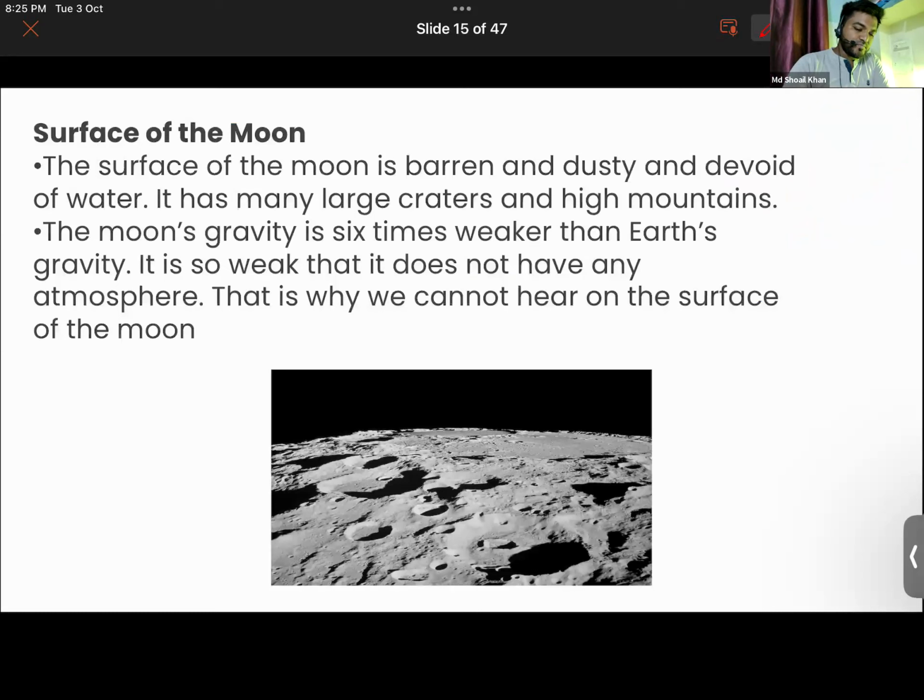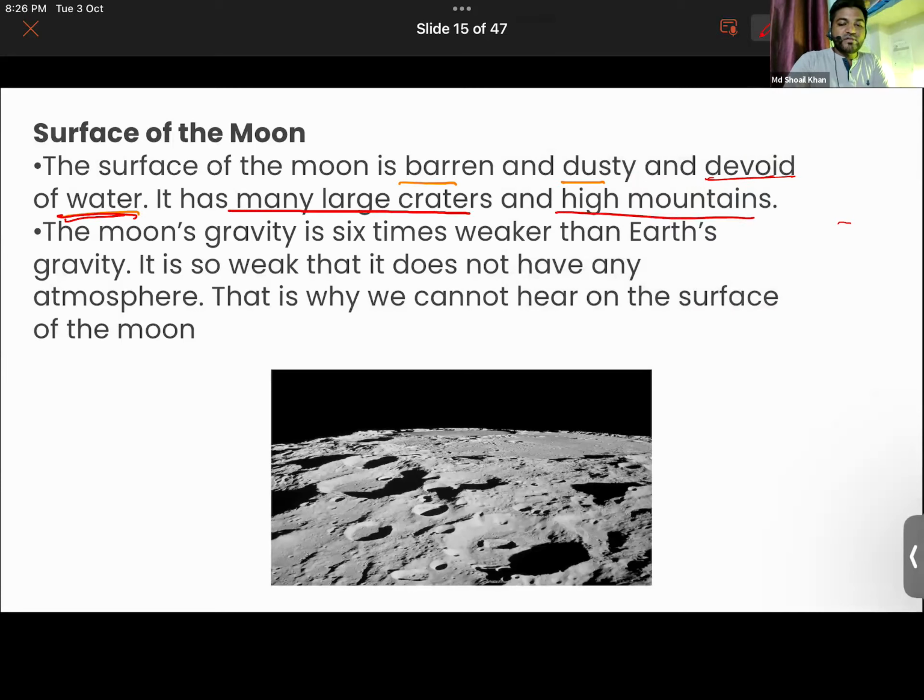Now talking about the surface of the moon here. The surface of the moon is not even, it's not fertile, it does not support life. It is barren and dusty and devoid of water. It does not consist of water in it, right? Although there have been speculations that on the dark side of the moon, there are deep craters where there might be a possibility of presence of water, but then it's just a possibility. It has many large craters and high mountains.